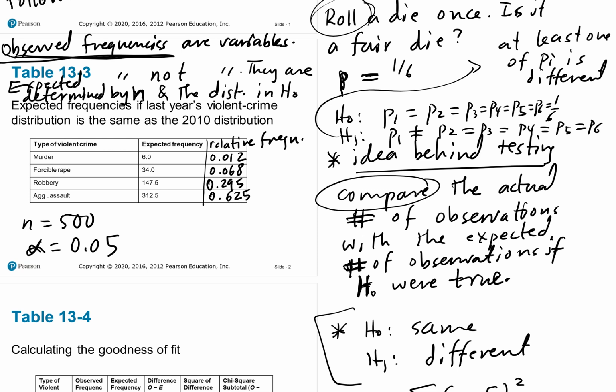What I did here, I found the relative frequency for each one of them. Relative frequency, you just take this divided by the total, which is 500. Same thing, 34 divided by 500, and the next one. And that gives you these decimals. Why did we find them? Because we need them to run the hypothesis test here.